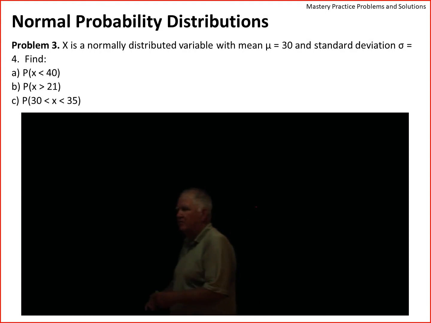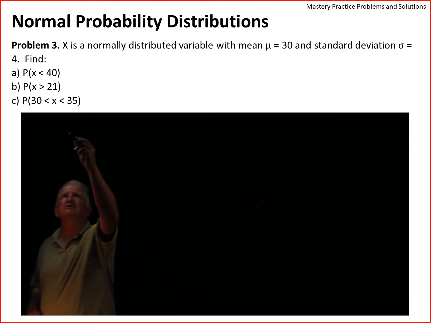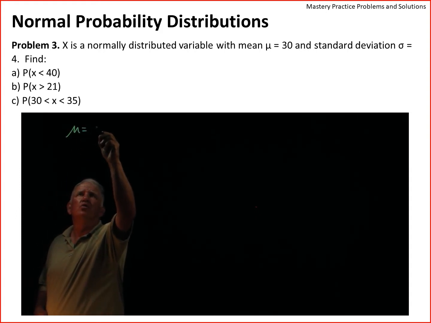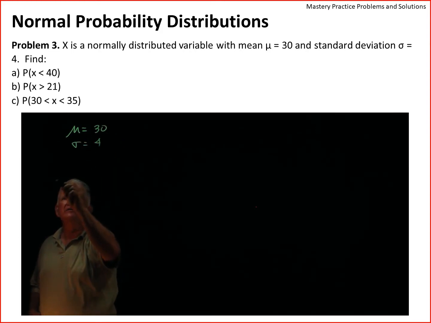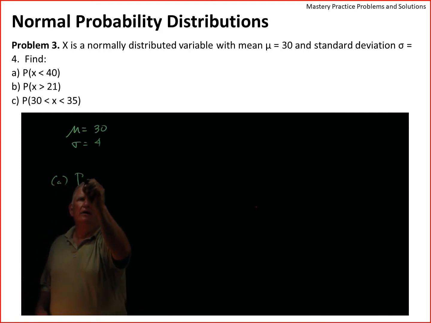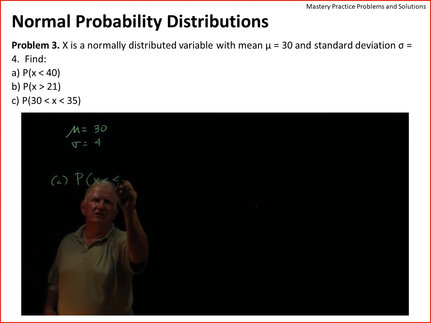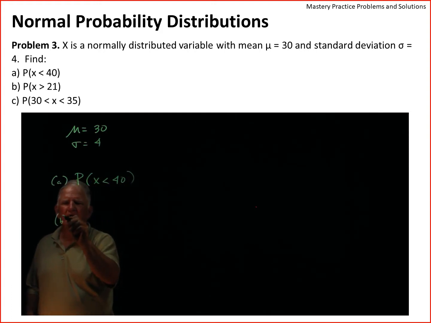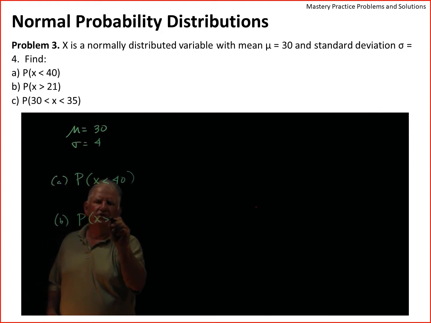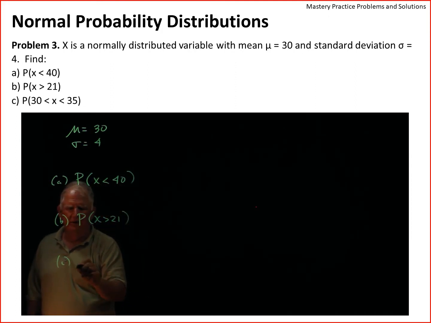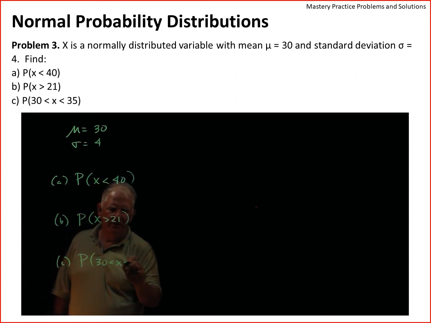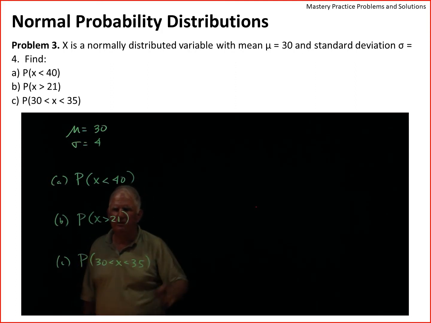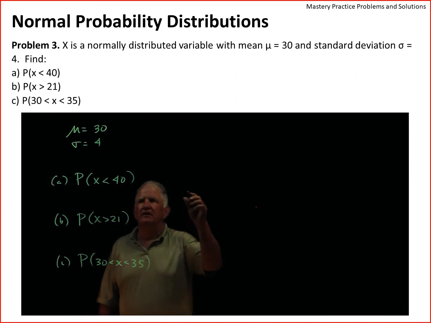All right, let's take on problem 3 in this normal probability section. Problem 3 says that you're dealing with a normal distribution with mu equal to 30 and sigma equal to 4. And then it asks you to calculate three probabilities: the probability that x is less than 40, the probability that x is greater than 21, and finally the probability that x lies between 30 and 35. So you can see every one of these problems goes the same way. Let's take them on one at a time.